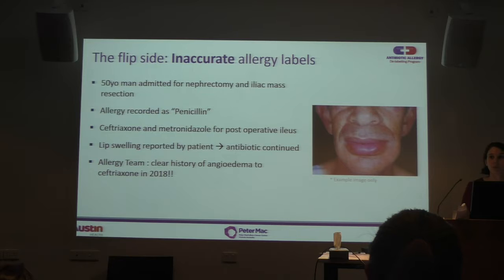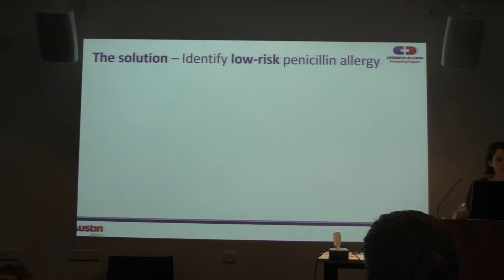He then went on to develop some lip swelling, and he reported this to the ward staff, and no one triggered that it could be an allergic reaction, so the antibiotic was continued. It wasn't until the allergy nurse reviewed him and took a history that the warning bell started ringing, and she thought, well, this sounds like it could be angioedema. And she found out that the patient had an allergy to ceftriaxone documented in 2018. So the take-home message, I suppose, is always recheck allergy history when a patient's readmitted, because the documentation may be inaccurate from one admission to the other.